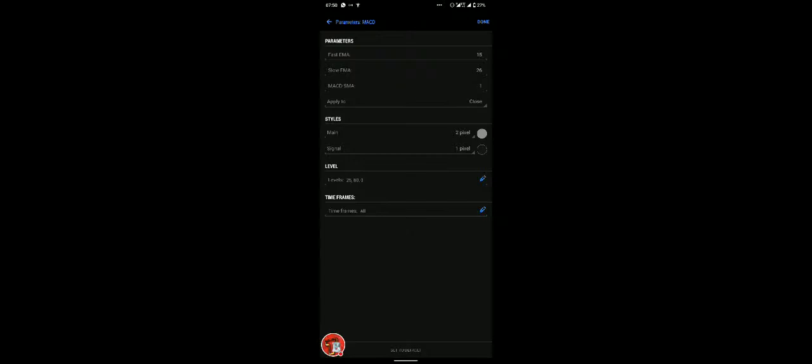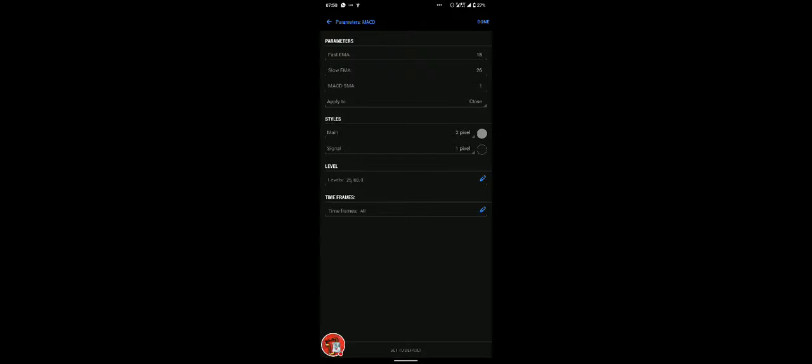The last but not the least is the almighty MACD. This is the setup: we have the fast EMA at 15, the slow EMA at 26, and the MACD SMA at 1, the simple moving average at 1. That's what we're going to use.